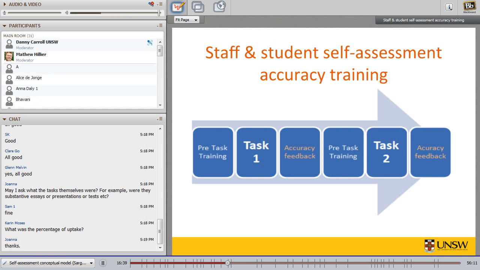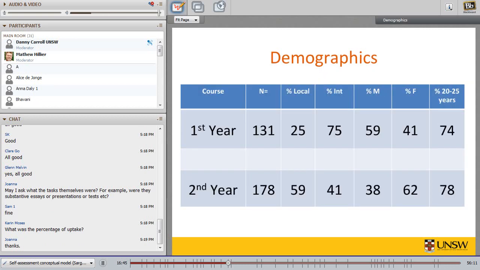In terms of the percentage of the uptake, it was optional, but we got between 60 and 90% of the students in a very large enrollment course to do the self-assessment activity. So those are the demographics, 130 and 170 students. The main difference was the first year and the second year course. The second year course had a lot more local students in it.